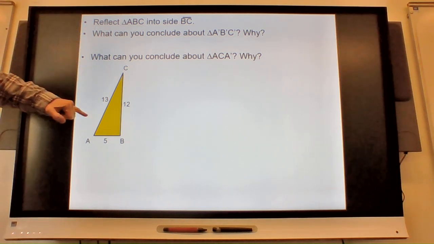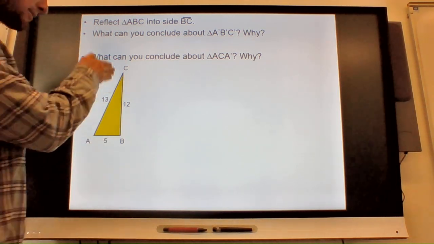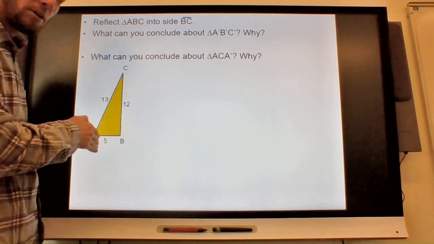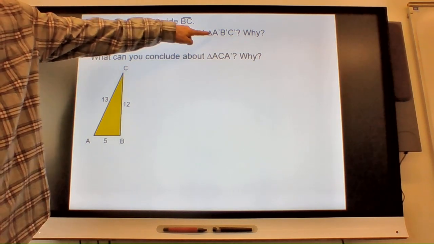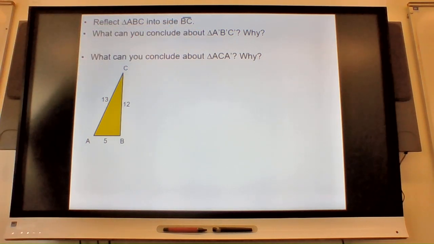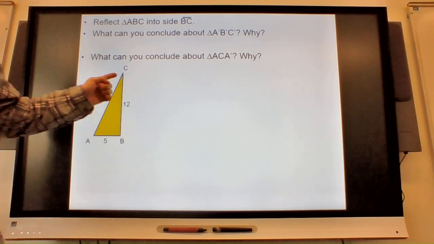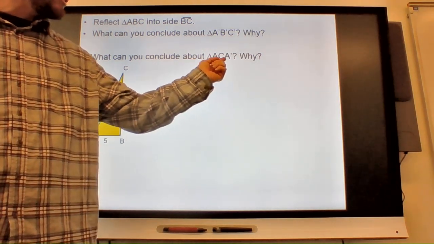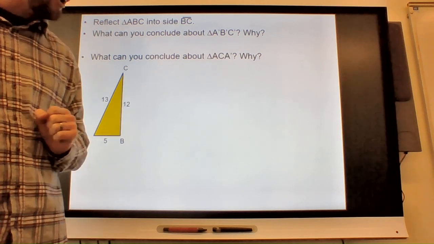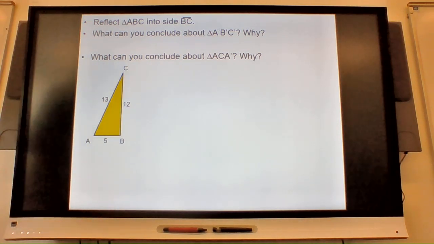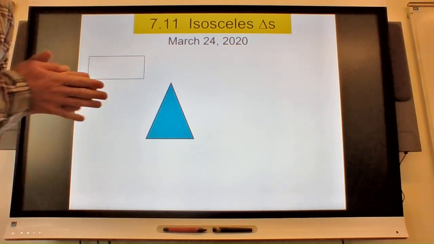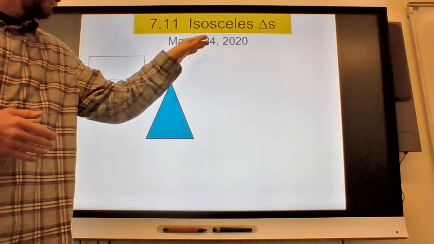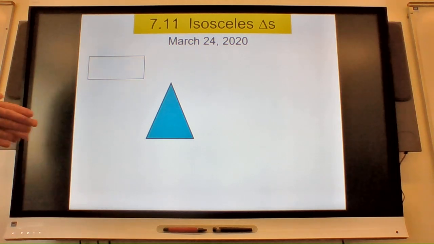They ask you to reflect this triangle over side BC, like that's the line of symmetry. We talked about parabolas; that's like a line of symmetry. So reflect that, and then draw some conclusions about the new triangle A prime, B prime, C prime, as well as some conclusions about this triangle A, C, C prime. This is an important one we're going to talk about today. And then we'll come back in a moment to talk about isosceles triangles, and the date would probably be, hopefully you're doing this around March 24th-ish.